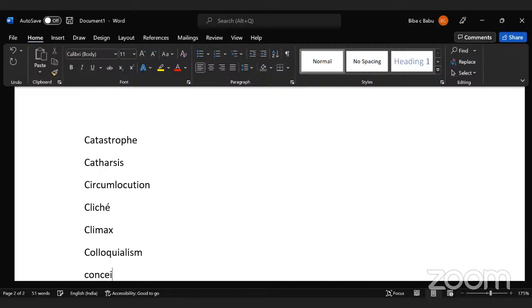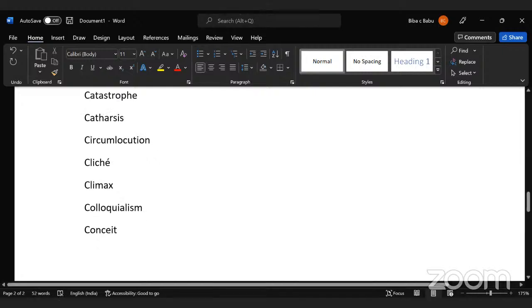Next is conceit. Conceit is a comparison method where you compare two most unlikely, dissimilar objects. When two dissimilar objects are being compared, it is called conceit. It is mainly used in metaphysical poetry. There's a poem called A Valediction Forbidding Mourning by John Donne, and he compares the lovers with the two legs of a compass.